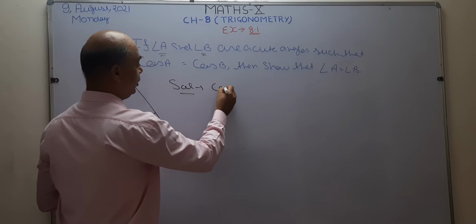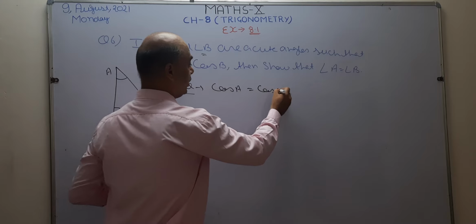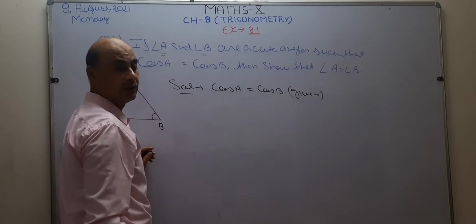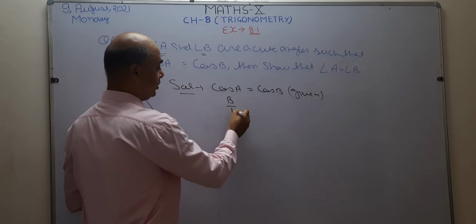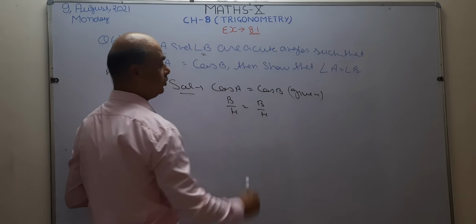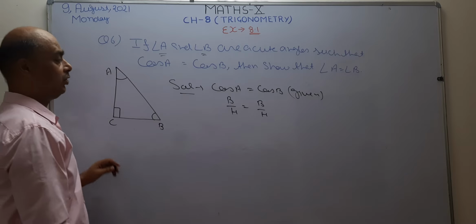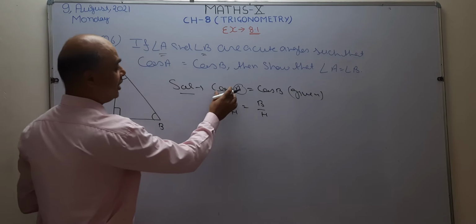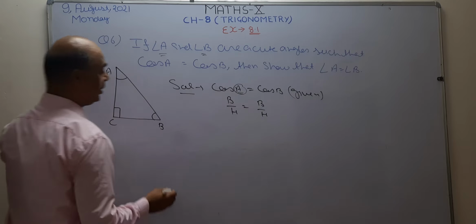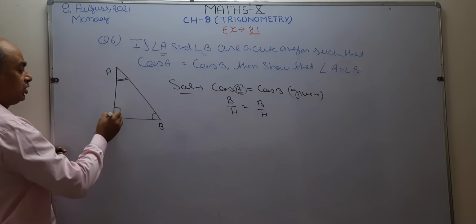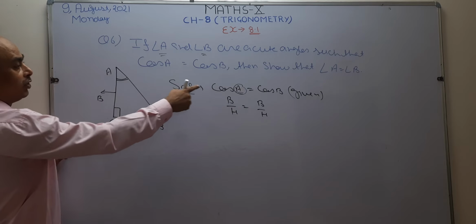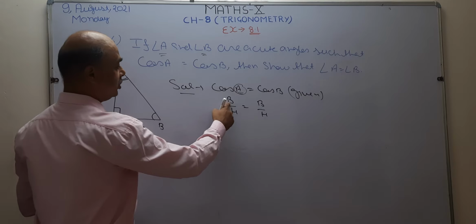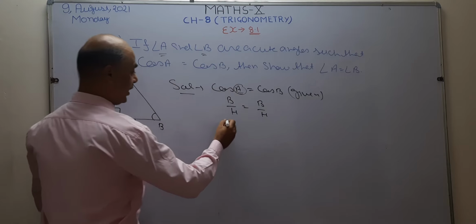What is given in this question? It is given cos A equals cos B. Now we find the value of cos A. For finding the value of cos A, the formula is B by H. The same formula I want to use to find the value of cos B. Now, this angle is going to decide which side of this triangle is the base. Angle A is here and this side lies on angle A, so this is the base for this part and this becomes the perpendicular. So the base becomes AC.